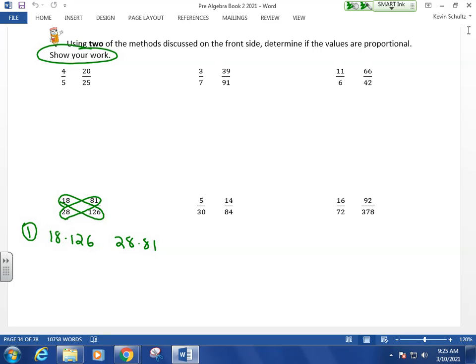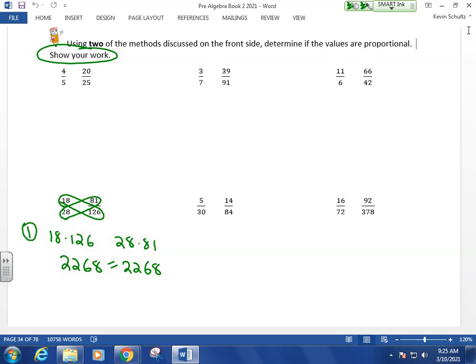So quick maths tells me that 18 times 126 is 2,268. 28 times 81 is 2,268. Are these equivalent rates and equivalent fractions? Yes, because cross products tells me so. Those products are the same. Okay, so I already know they are, but I'm going to verify it. I'm going to double check it by using a second method and thus getting ultimately more practice.